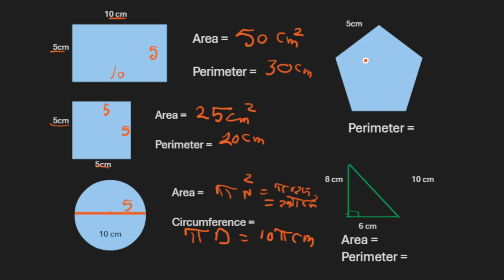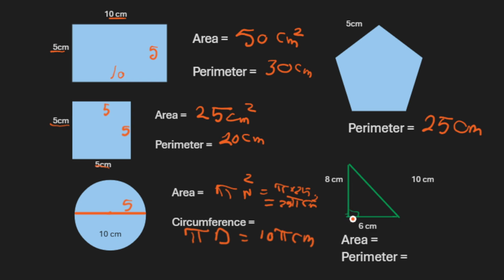Now let's go and do this nice pentagon here. The perimeter is when you add all the sides. So this pentagon has 5 sides. Each one of them is 5. So the perimeter is 5, 5 times. So it's 25 centimeters. That's the perimeter. From now on, the perimeter of anything, just add all the sides.